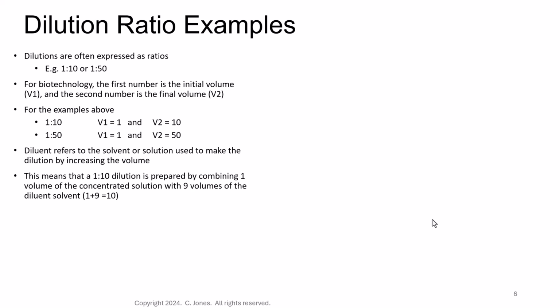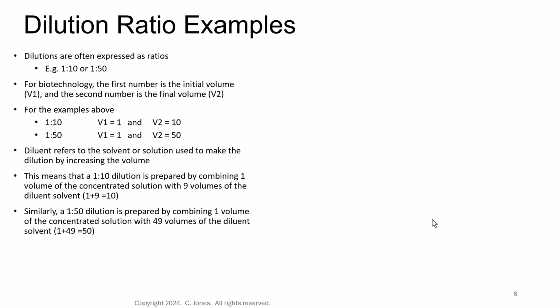In most cases, probably 90 to 99% of the people that I work with say that a 1 to 10 dilution is prepared by combining 1 volume of the concentrated solution with 9 volumes of the diluent solution. We're just using the term volume here so that it doesn't matter what unit we're using. It could be 1 milliliter of concentrated solution with 9 milliliters of diluent, or 1 liter of concentrated solution with 9 liters of diluent. We get the 9 by 10 minus 1.